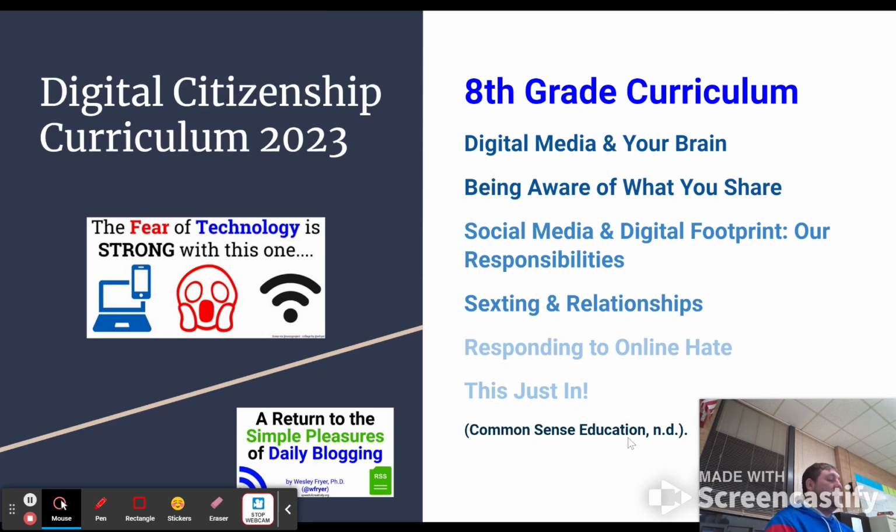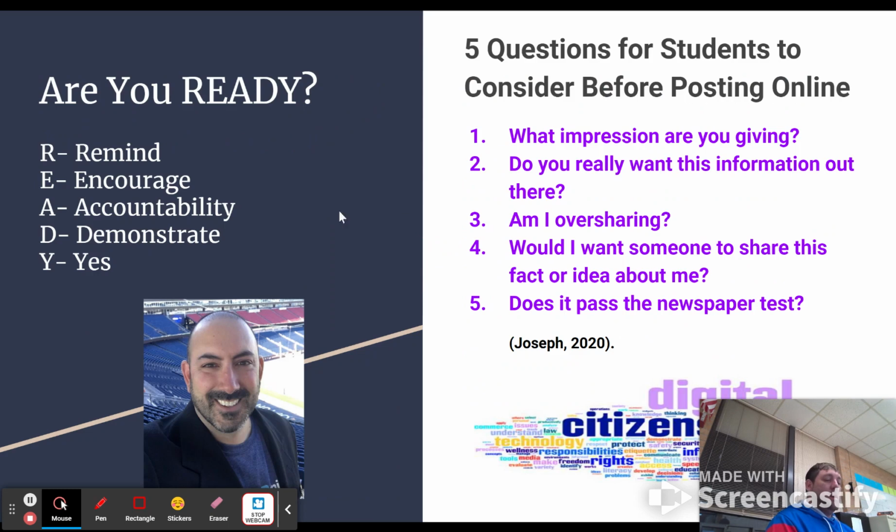So again, these are all resources from the Common Sense Education article, and it was curriculums, and they had curriculums listed all the way K through 12. It was a very good resource and really good lessons, and everything was laid out well on that resource.